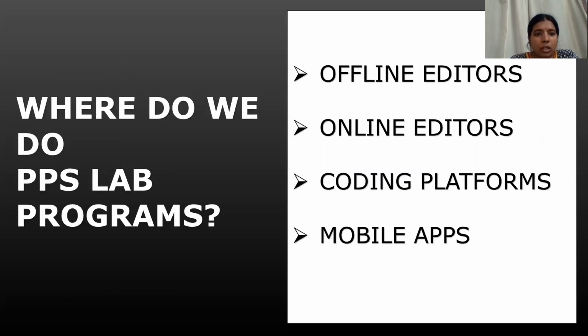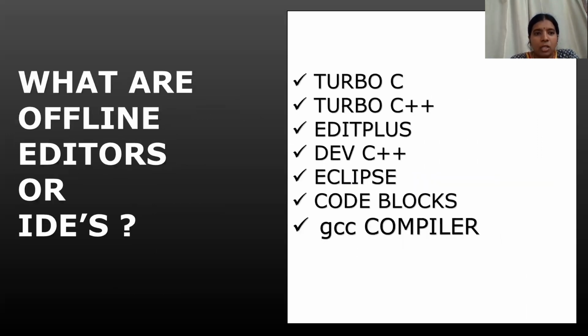So where do we do PPS Lab programs? Dear students, there are a number of platforms available, free and proprietary, to do C coding: online and offline editors, coding platforms, mobile apps, etc. A lot are there, so we'll have a brief look at each. What are the offline editors or IDEs? What do we mean by IDE? IDE is Integrated Development Environment. These are usually software that you download to your computer or laptop and then use to write your programs.